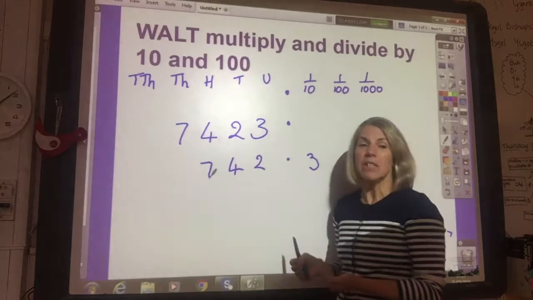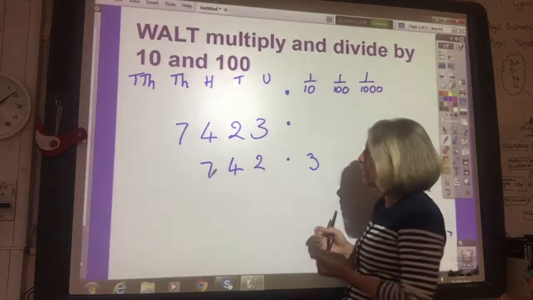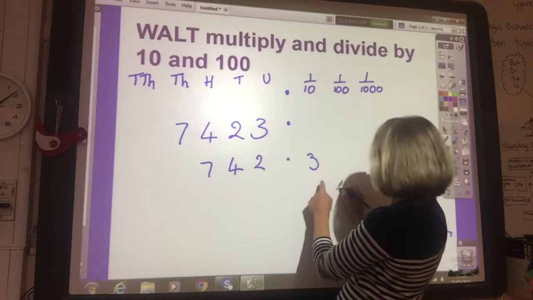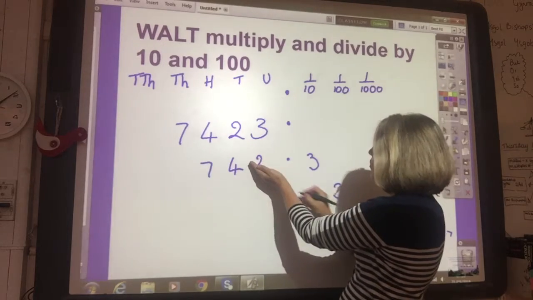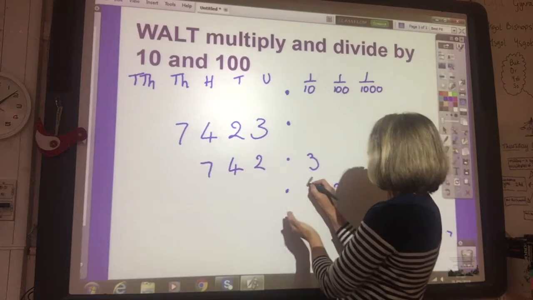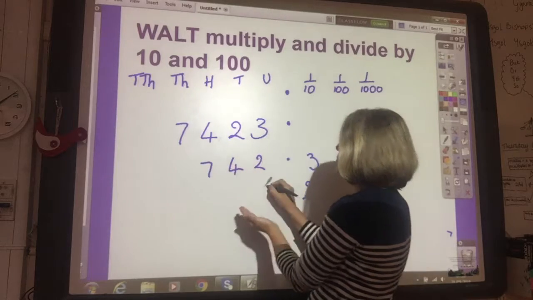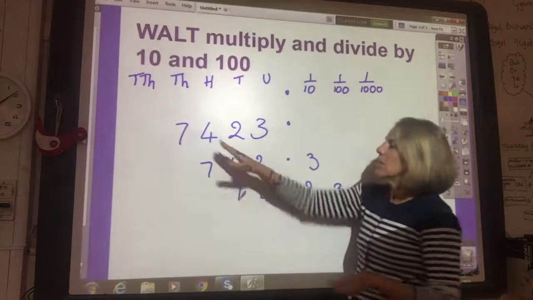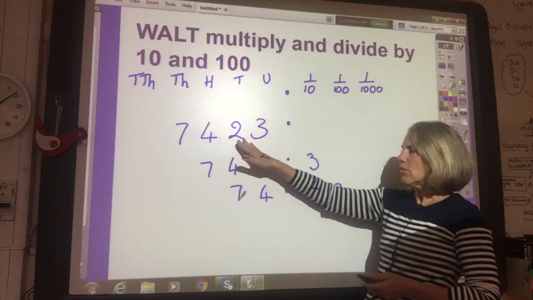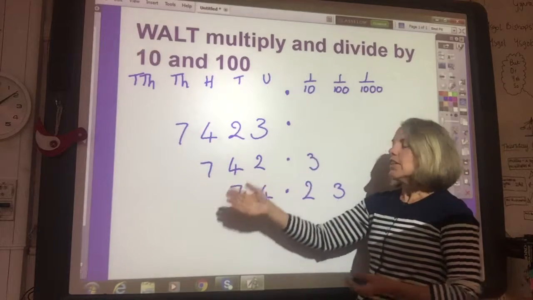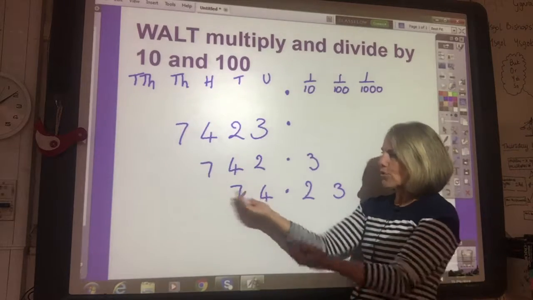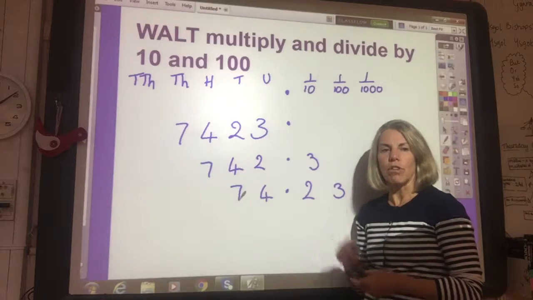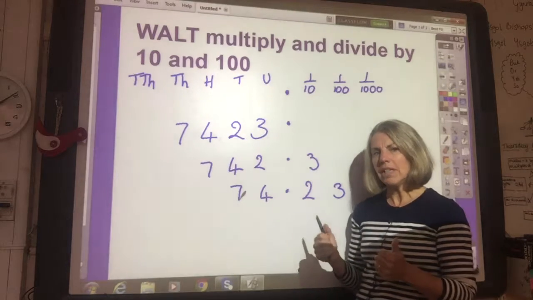What about if we divide it by 100? We simply drag it one more space over. So drag everything across. Bring the 3 into the hundredths column. The 2 then leaps over that decimal point to go into the tenths. 4 comes into units. The 700 becomes 70. So 7,423.0 divided by 100, we've dragged it 2 spaces across, becomes 74.23. I hope that makes sense.